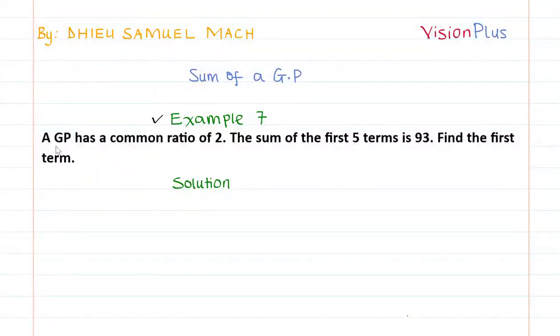Example 7. A GP has a common ratio of 2. The sum of the first 5 terms is 93. Find the first term. Okay, we are given a common ratio of 2, so our R is 2. And we are given the sum of the first 5 terms as 93. So the sum of the first 5 terms, S5, is 93. This implies that the number of terms is 5, so our n is 5 for this case. And the question is asking for the first term A.